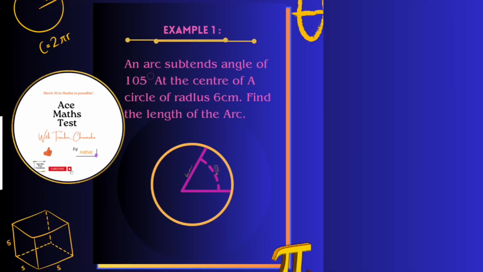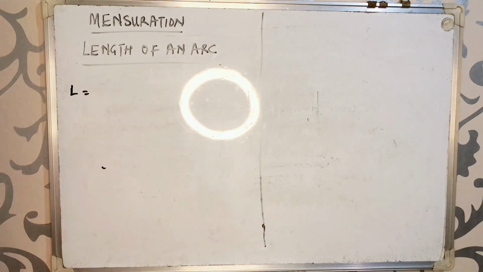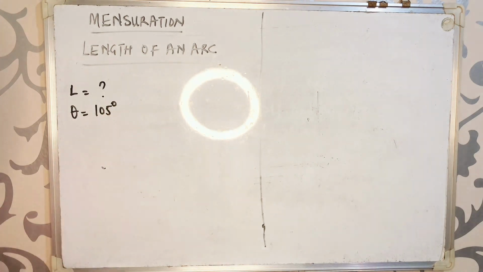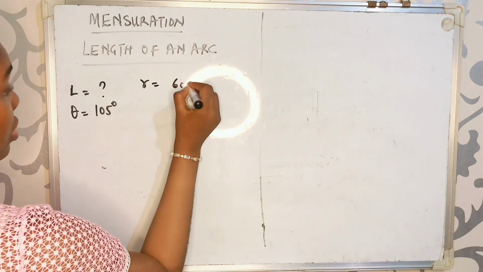So the first example is on your screen. An arc subtends an angle of 105 degrees at the center of a circle of radius 6 centimeters. Find the length of the arc. So this is what we're going to be solving first. I already know that the length for this question is unknown. The theta is 105 degrees, and the radius is 6 centimeters.